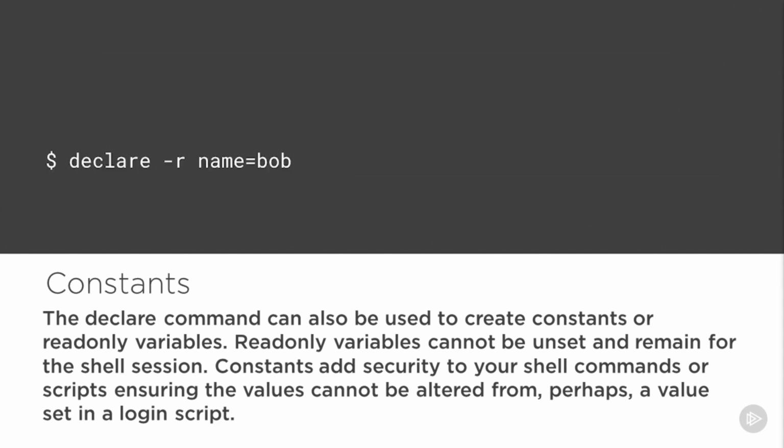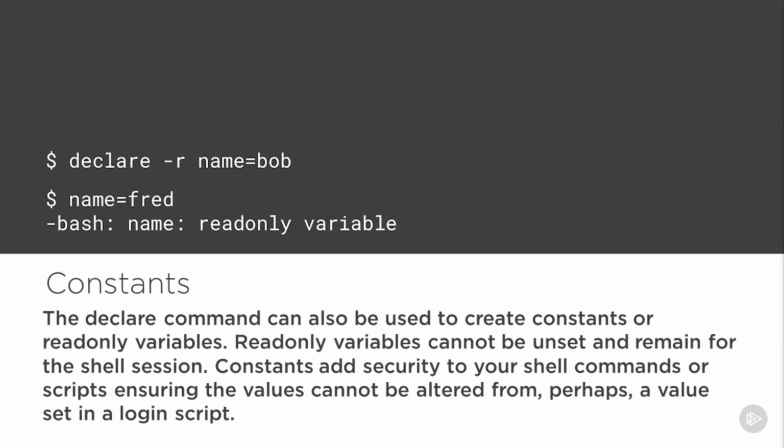We can then use the declare -r command, and perhaps set the name variable to equal Bob. If I try and set the name variable later with a value of Fred, it's then telling me that it's a read-only variable. Once I've set the variable as read-only, I can't unset the variable and it remains consistent for that shell session. This might be useful for configuration that you want to set through a system login script and you don't want users to be able to change the value.